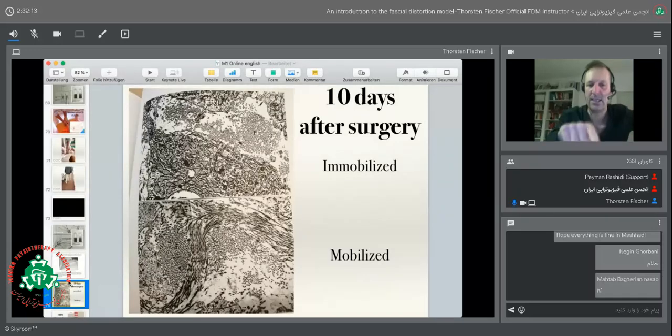Do you think it will look like immobilized or mobilized? It will look like mobilized. And if you have a sports guy, the ligaments, to heal, they need movement. I think the fibroblasts need movement and they will heal much better.